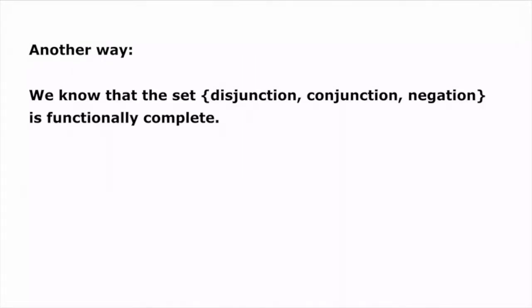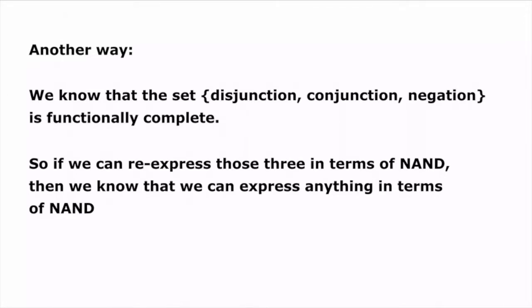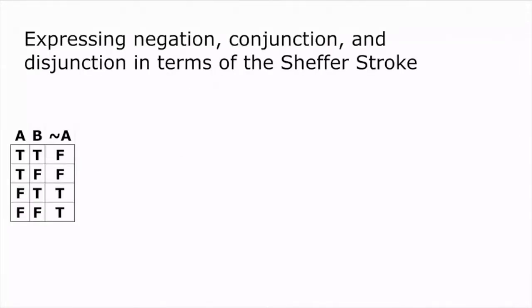But there's another way to think of it. We already know that the set of operators disjunction, conjunction, negation is functionally complete. That's just disjunctive normal form. That means that if we can express those 3 in terms of the Sheffer stroke, then we know the Sheffer stroke will be functionally complete. Because if those 3 are functionally complete, and we can re-express them, we can re-express anything. So I'm going to show you how to express the functions negation, conjunction, and disjunction using the Sheffer stroke.